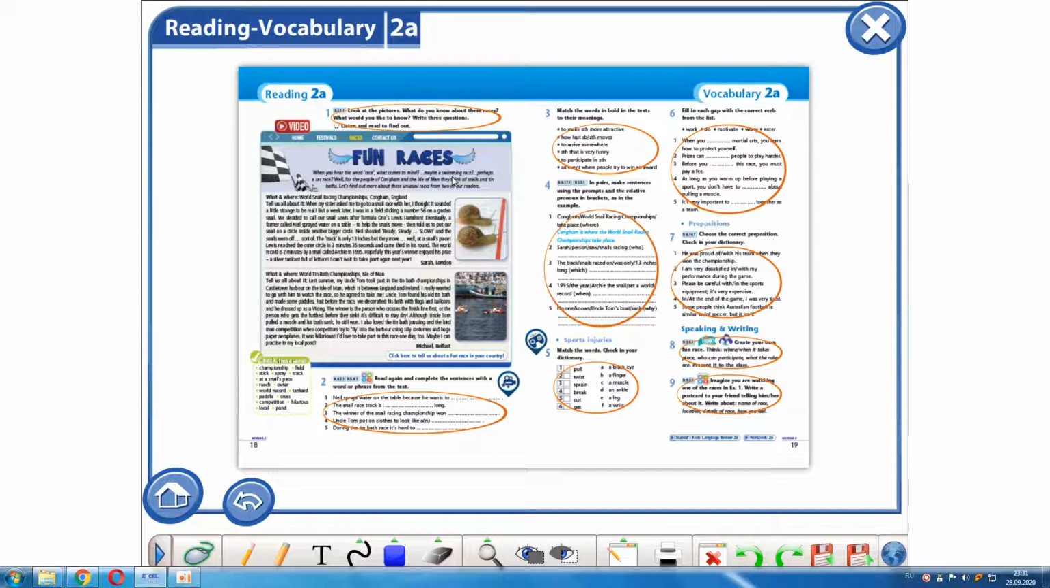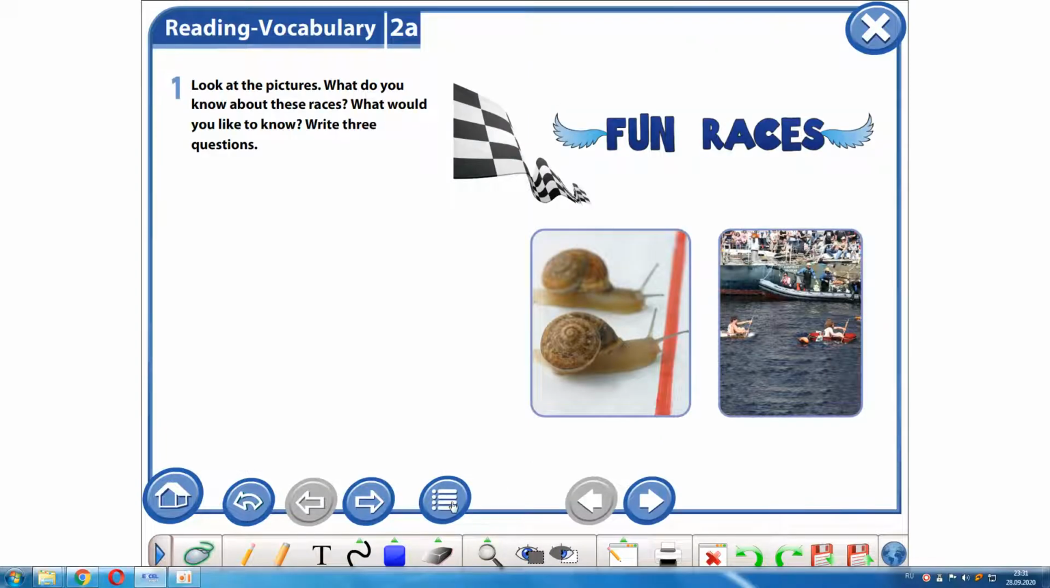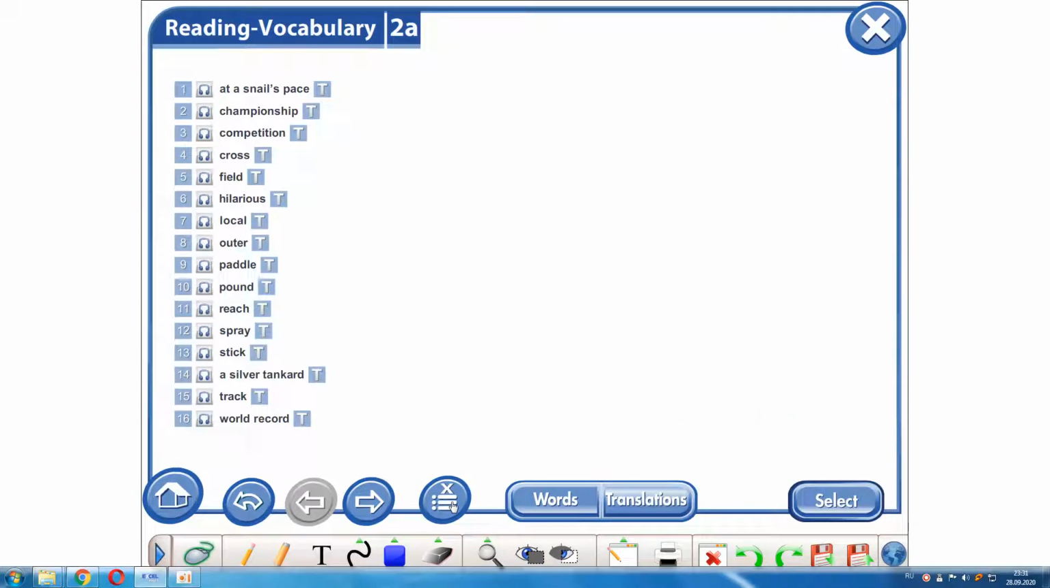And at the end of the lesson, you will be able to listen and identify the main information on the topic fun races, to read the text and identify some interesting details about fun races. So let's start. And we start our lesson with our new words. Please open your dictionaries, write down these words, listen and repeat.